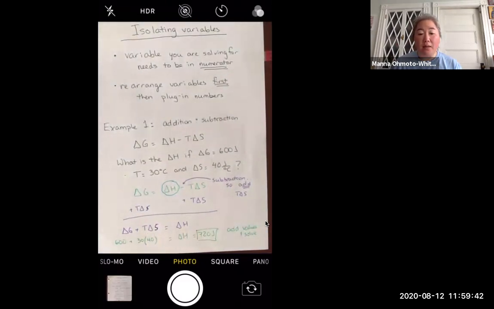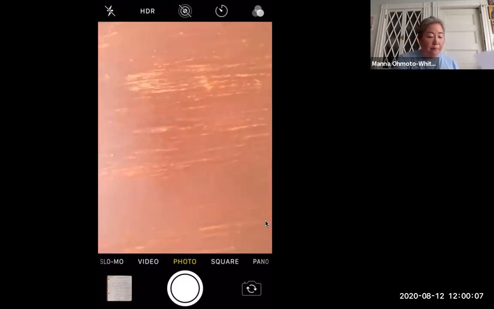Now I can plug in the numbers. So delta G is 600, T is 30, delta S is 40, and I know that once I've set up my equation, I can just plug in the numbers, and I get delta H, and my value is going to be in joules. So I just add the values and solve. At this point, I will not require you to show your units, because if you're following this methodology, you will end up with the correct units that you're supposed to end up with.